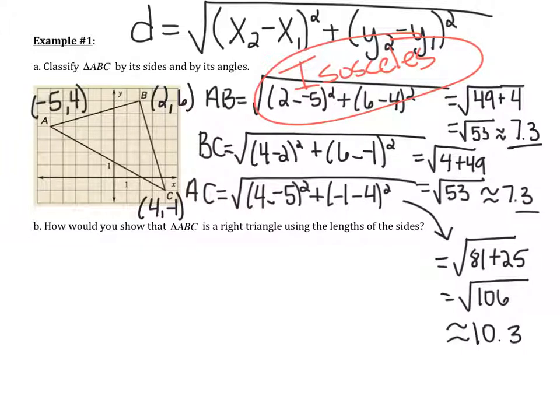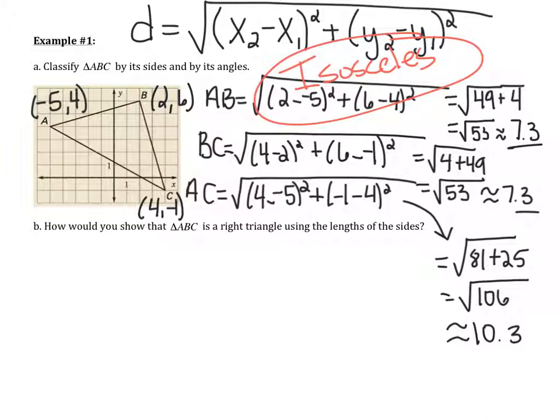And part B asks, how would you show that triangle ABC is a right triangle using the lengths of the sides? So if you remember from last chapter, we know that two sides are perpendicular if their slopes are opposite reciprocals. So just by looking at this diagram, I see that perhaps line AB is perpendicular to line BC. I'd be able to prove that by finding the slope between A and B, finding the slope between B and C, and checking to see if they are opposite reciprocals of each other. So let's do just that.